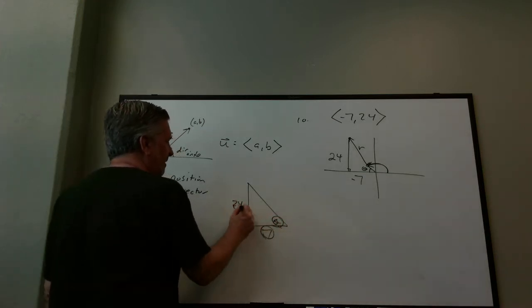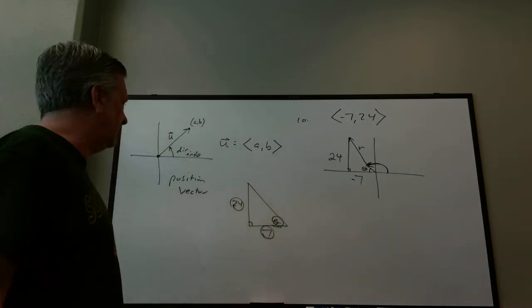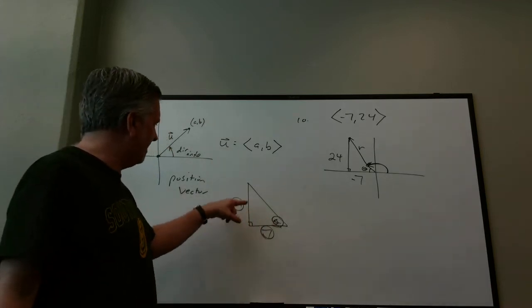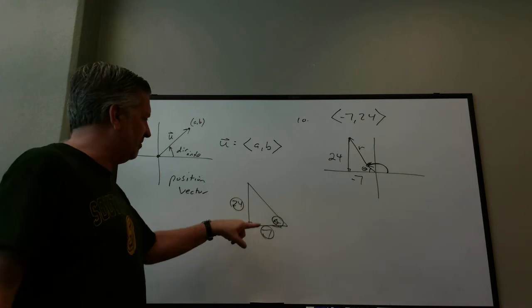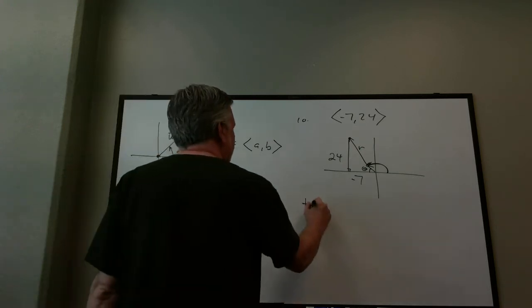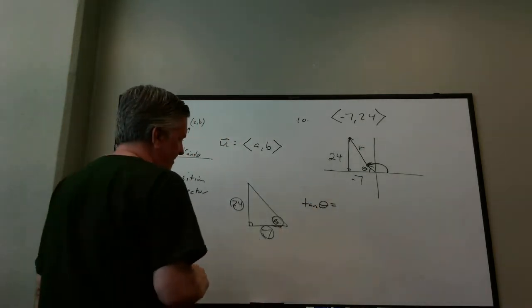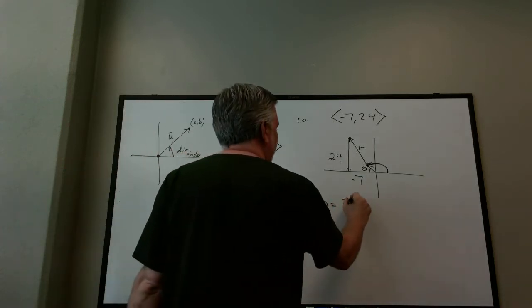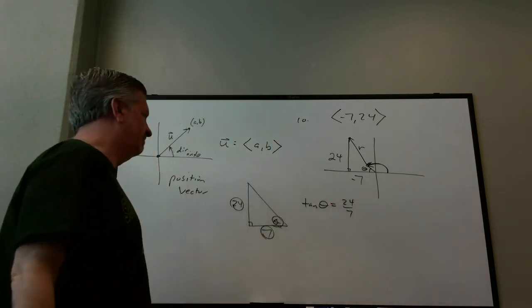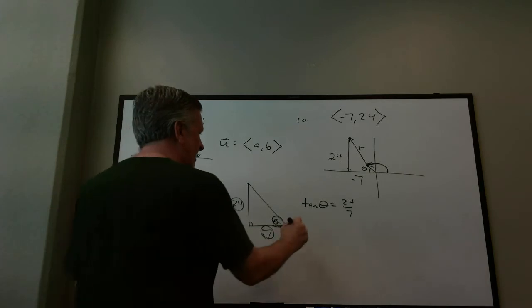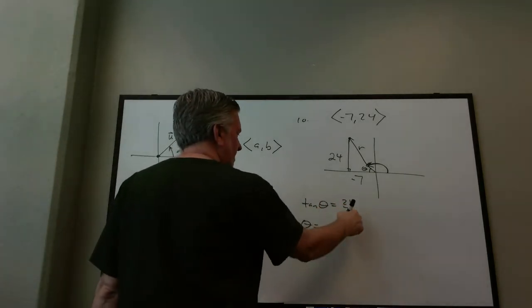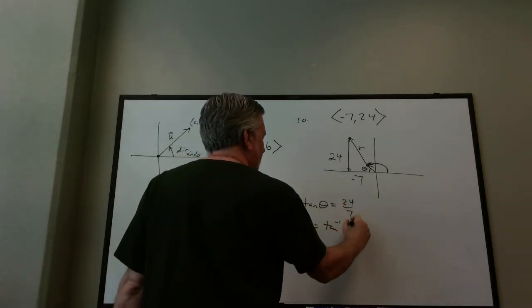Choose an acute angle and two sides. We've done this before. And then what trig function relates that angle to these two sides, opposite and adjacent? So that's tangent. So tangent of theta is 24 over 7. Okay? So what's theta? Tan of an angle is a number, so the angle is tan inverse of the number.